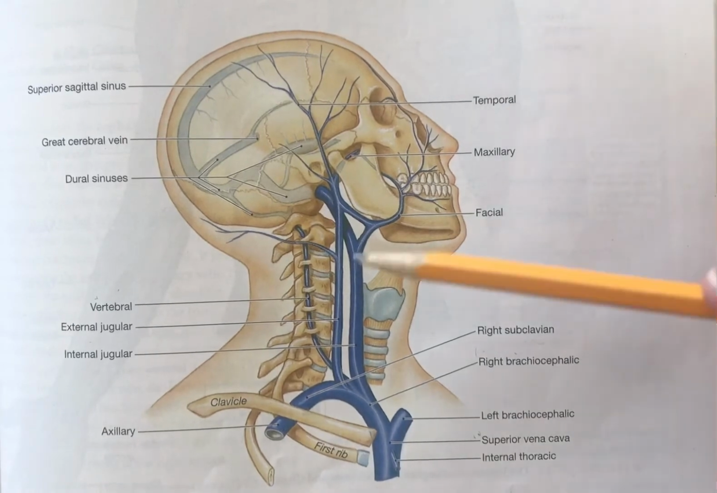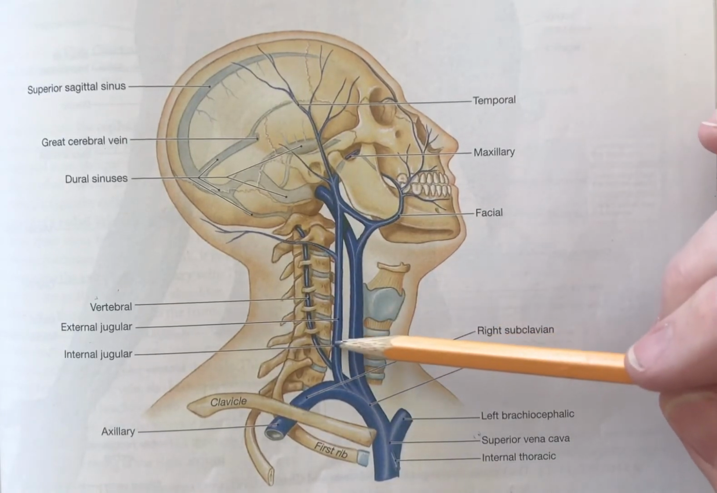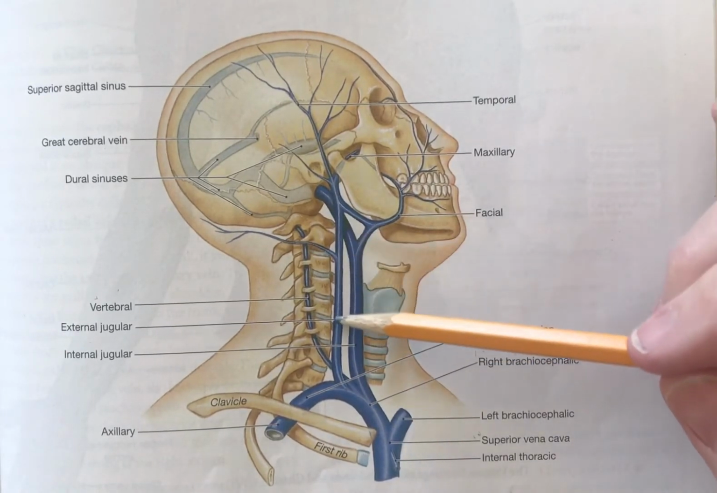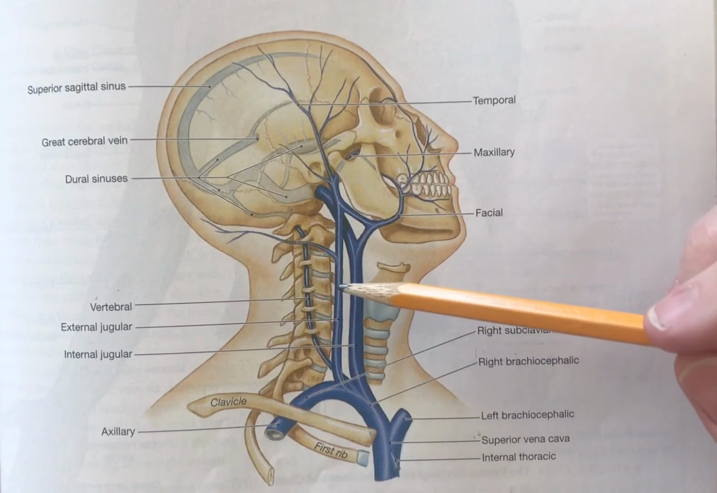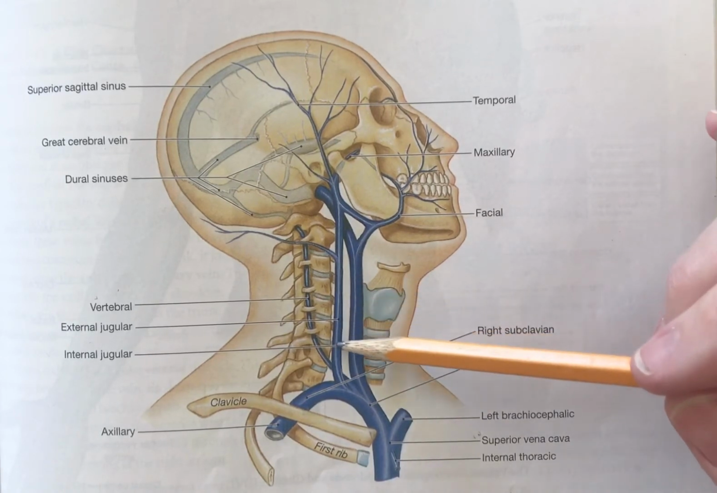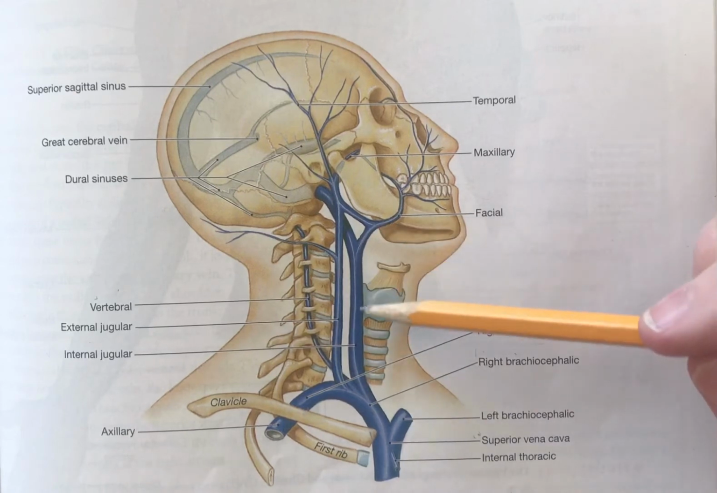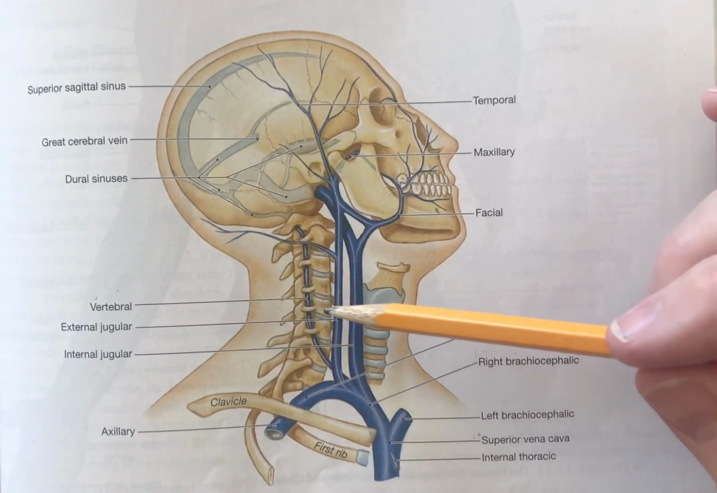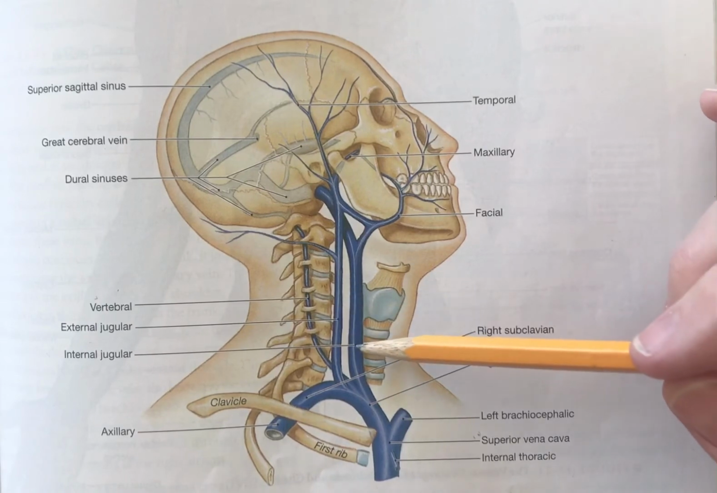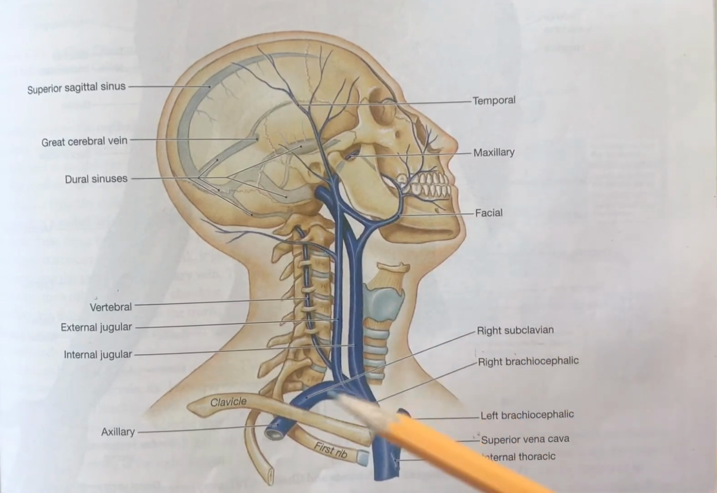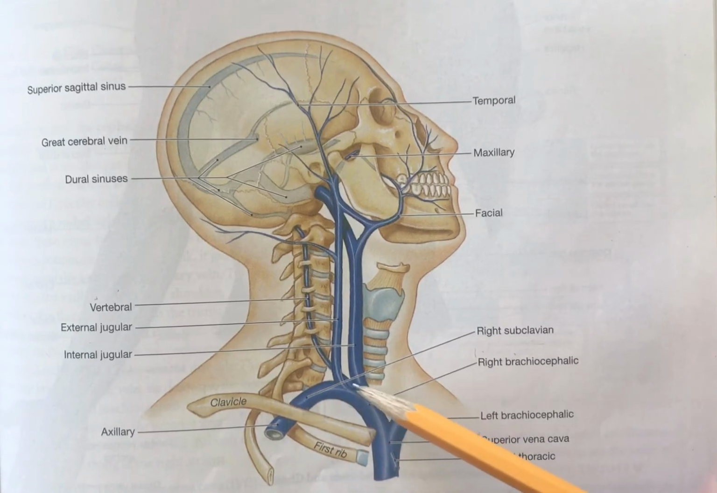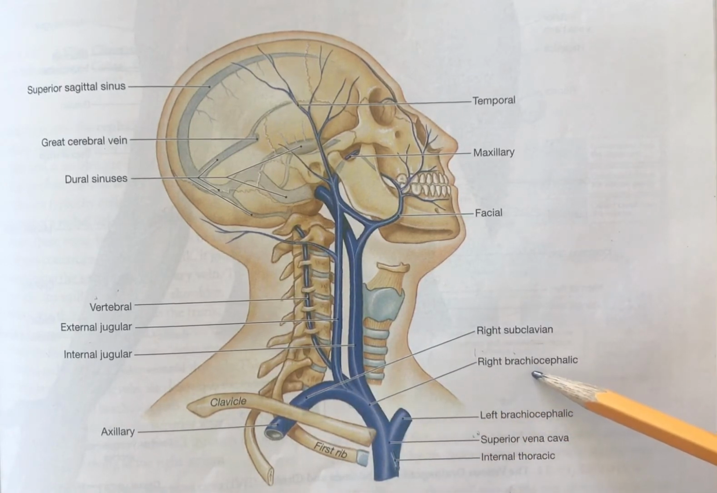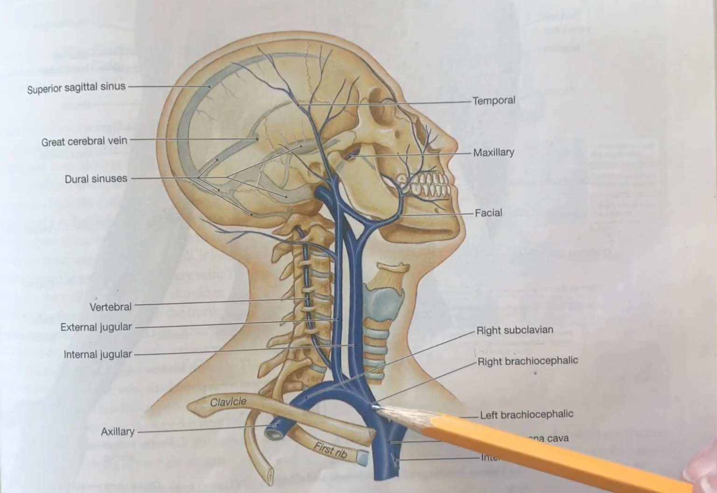We also have the external jugular, which is right here. The external jugular is one of the main veins that help drain blood from the head, and we have the internal jugular. So let's go this way: the vertebral, the external jugular, and the internal jugular are going to meet up with the subclavian vein, and when they do, they're going to form the brachiocephalic vein. Okay, so that's how we get the brachiocephalic vein.